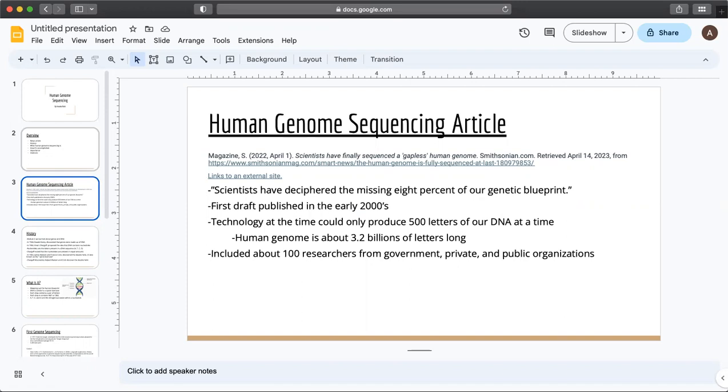The first draft of a human genome was published in the early 2000s. Technology at that time could only produce 500 letters of our DNA at a time. And the human genome is about 3.2 billion letters long. So you can imagine why it took so long. It takes quite a bit when you can only do 500 letters at one time. This included about 100 researchers from government, private, and public organizations.